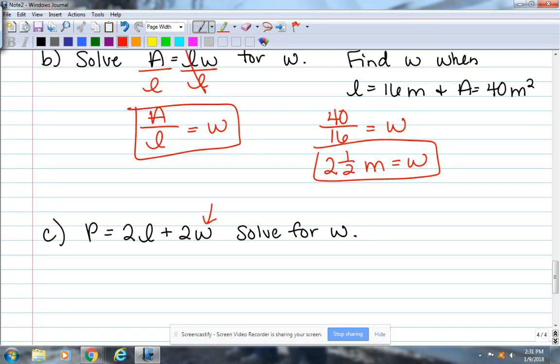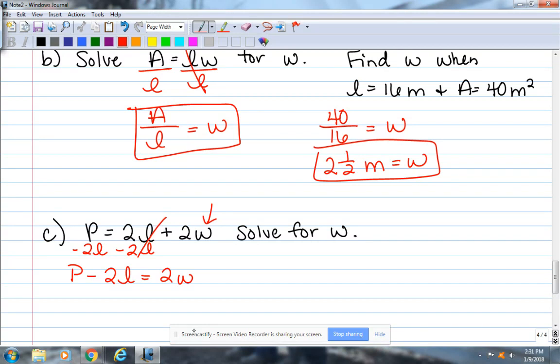So first, let's subtract that 2L. Now, these are not like terms. That P and that L are not like terms. So all you can do is write P minus 2L. So is everybody okay with what I did there?